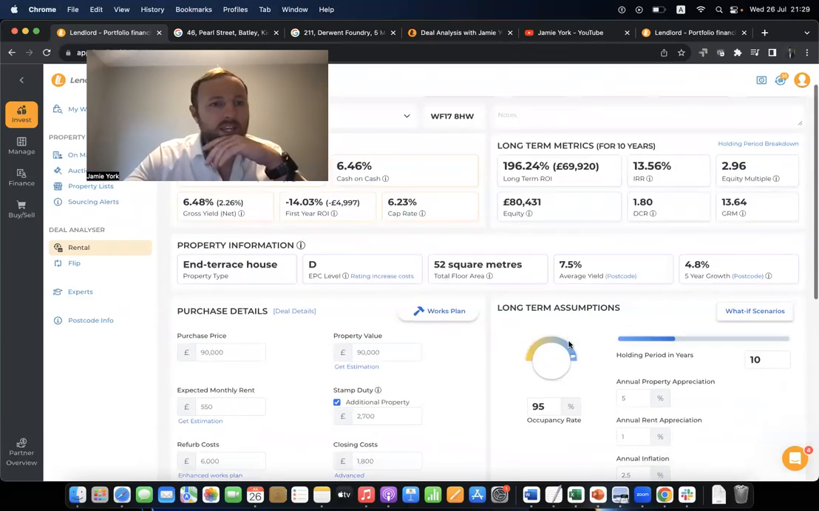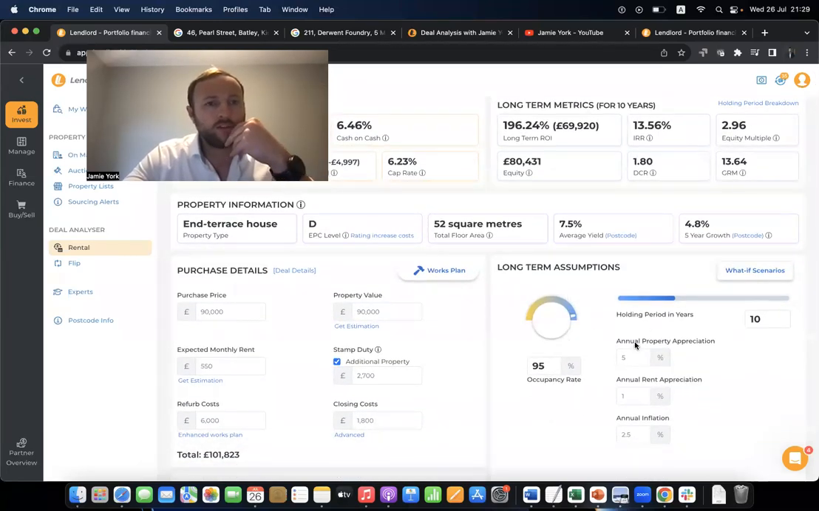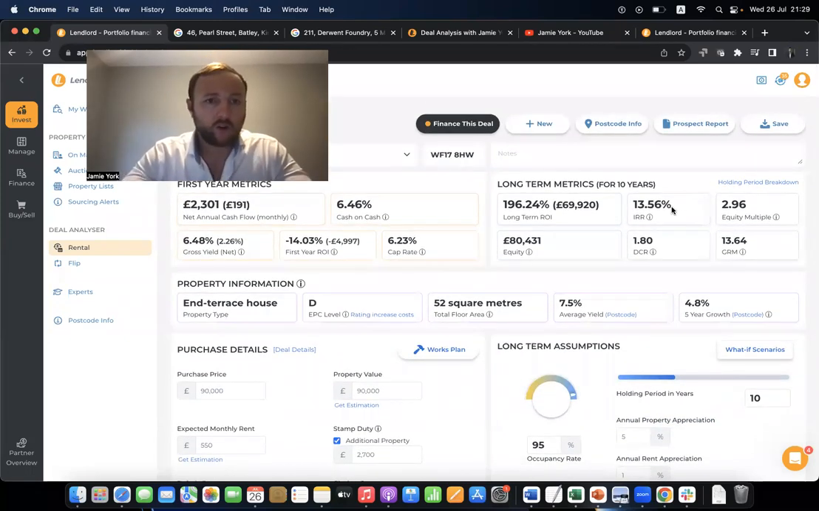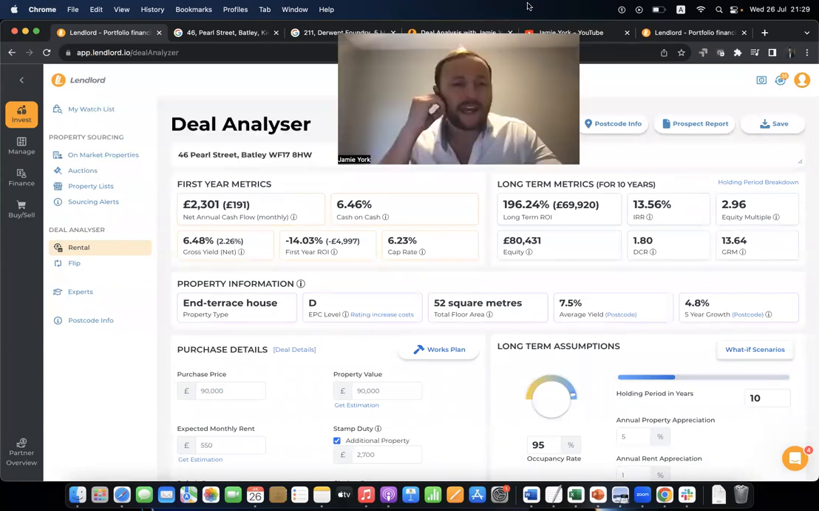So why is capital growth so important? Well, if you look at the top, you'll see some first year metrics and long-term metrics. Let's focus on first year metrics first, because this is what everyone looks at. Your net cash flow, obviously people love some cash flow coming in, but honestly, that's not where you're going to make most of your money. You'll see what I mean in a moment, but it's nice to know it's there.